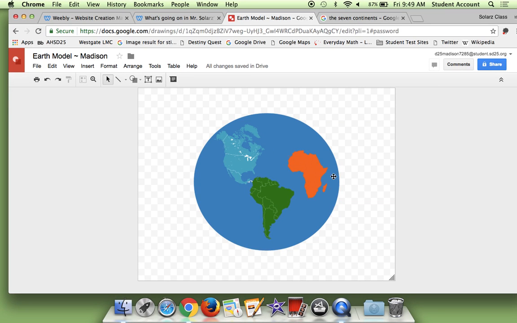So my name is Madison, and this is my Earth model. So I have North America here, South America here, and Europe here. And my perspective is from space.